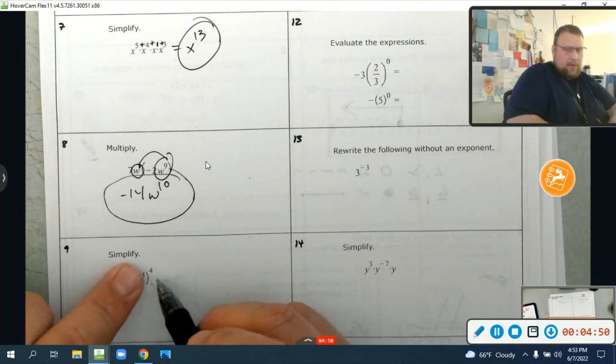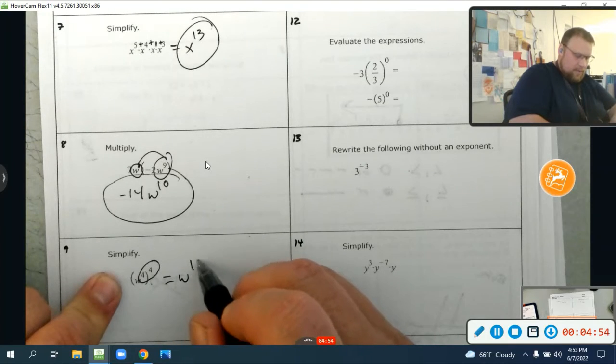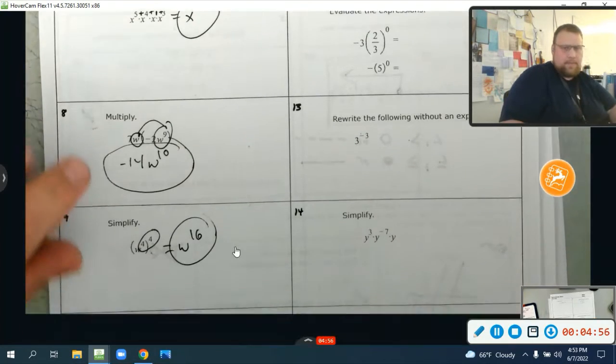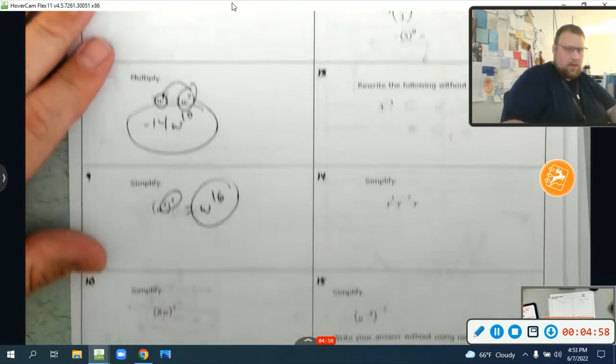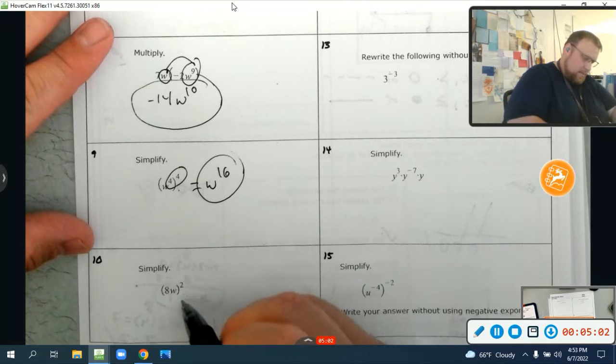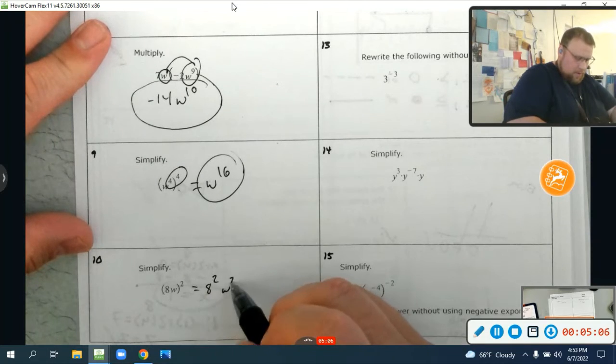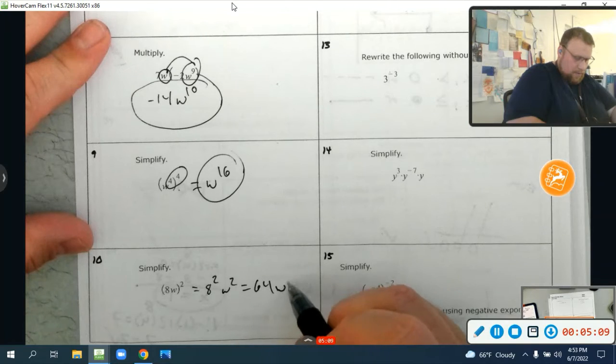When we raise an exponent to an exponent, multiply these. 4 times 4 is 16, so this equals w to the 16th. Okay, and last down here at 10 on the bottom, we see 8w squared, which equals 8 squared w squared, or 64w squared.